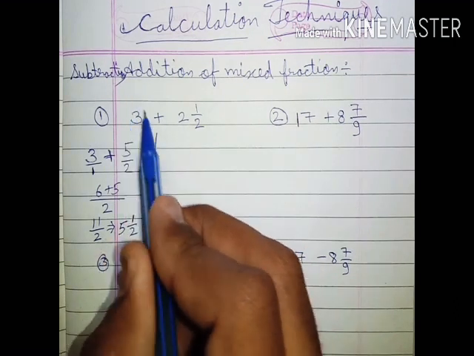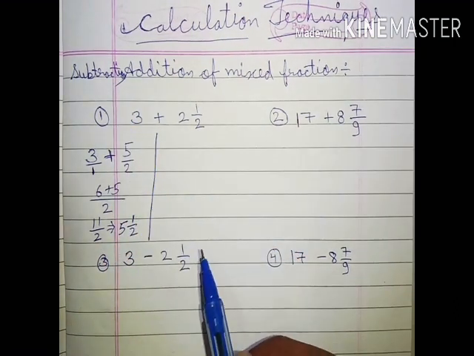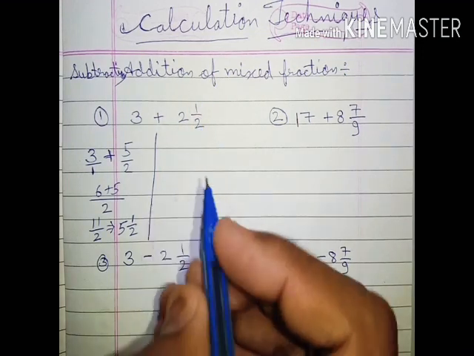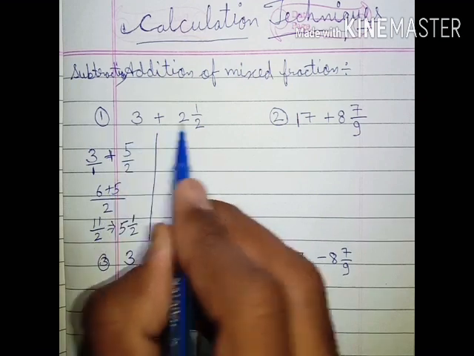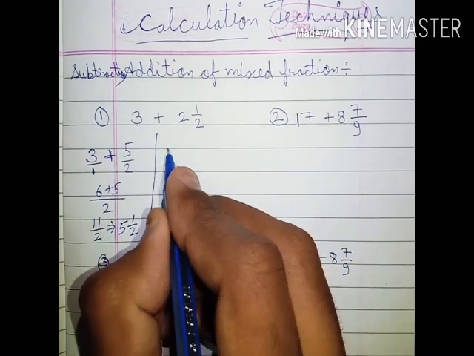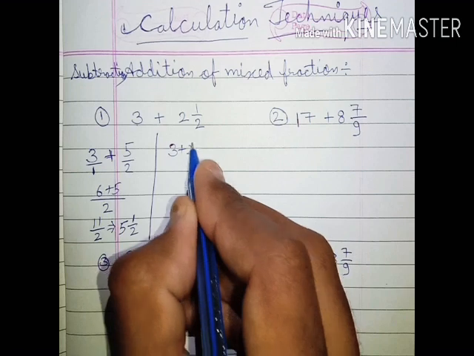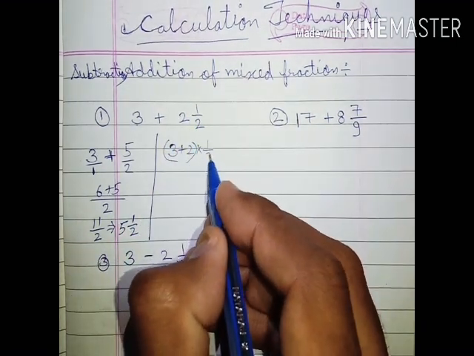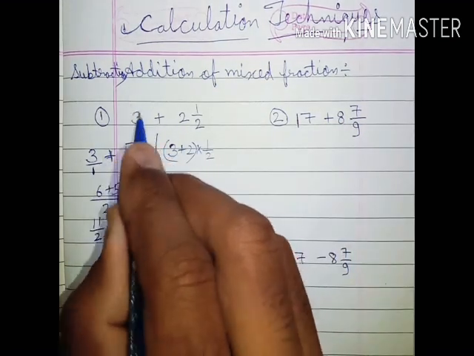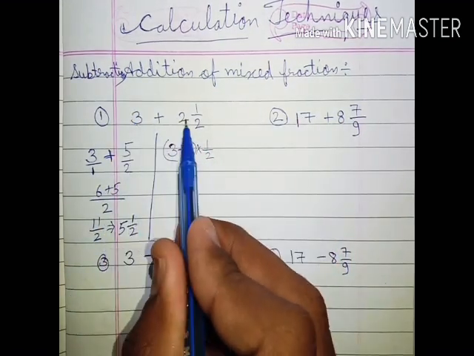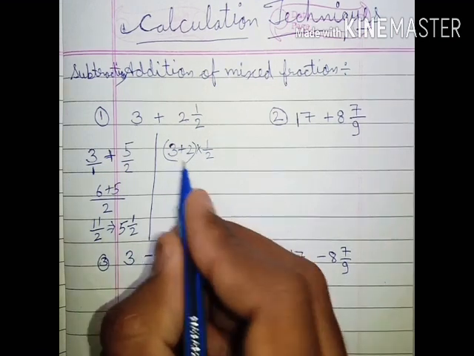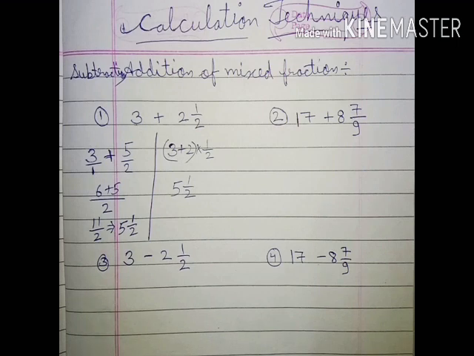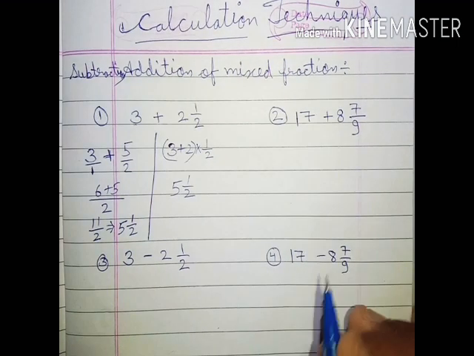If one number is simple and the other is a mixed fraction, then how to add? The simple method is just add the simple numbers, means add 3 plus 2, and keep the fraction, means keep 1 by 2 the same. You have to add the simple numbers, means 3 plus 2 becomes 5, and the answer is 5 1 by 2. So you save your time by using these methods.